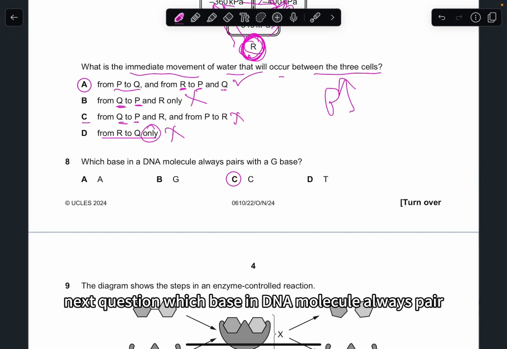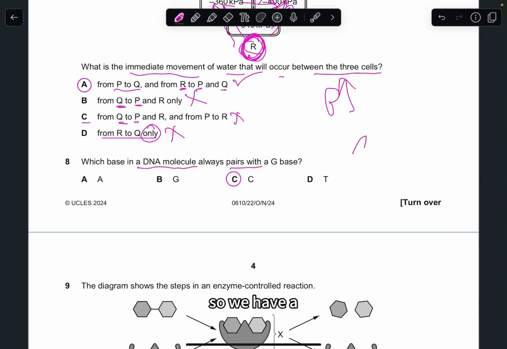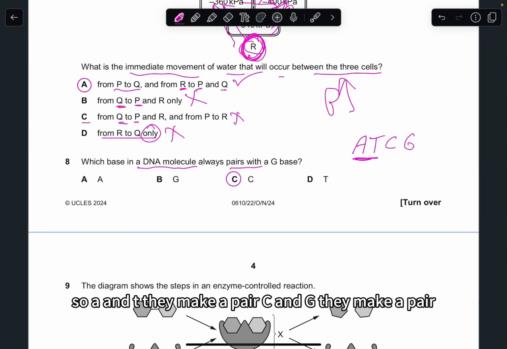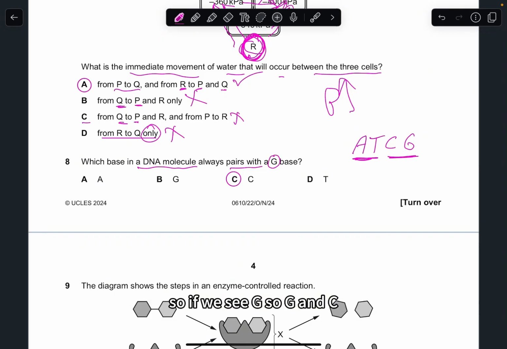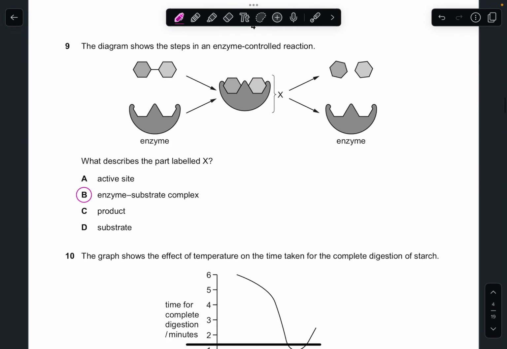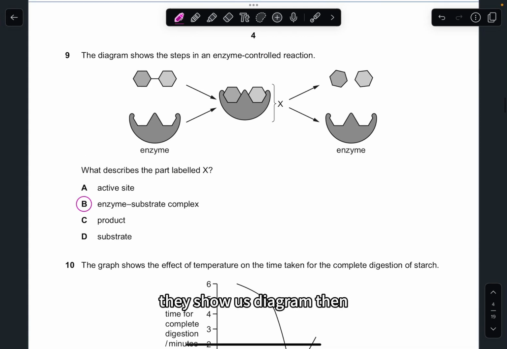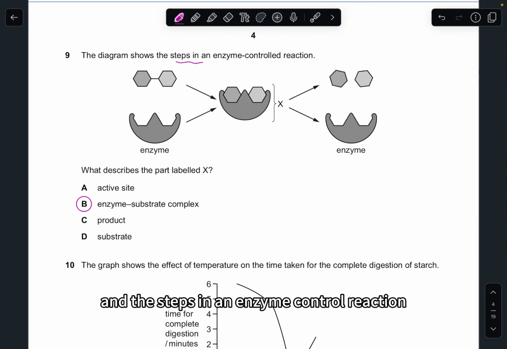Next question, which bases in a DNA molecule always pair? So we have A, T, C, G. A and T make a pair. C and G make a pair. So if you see G, G and C make one pair. So the answer is C.